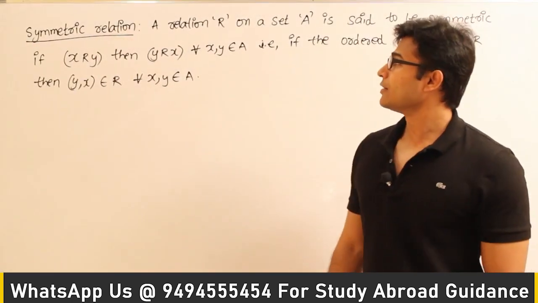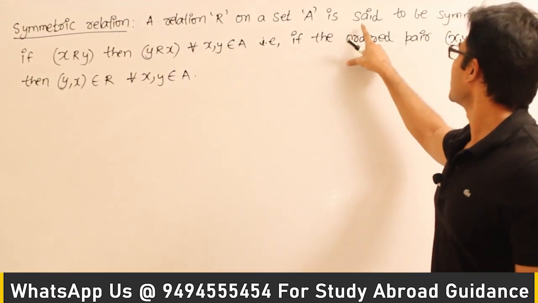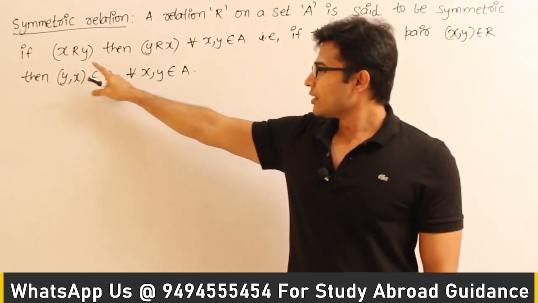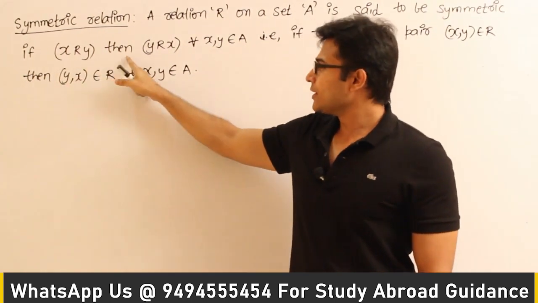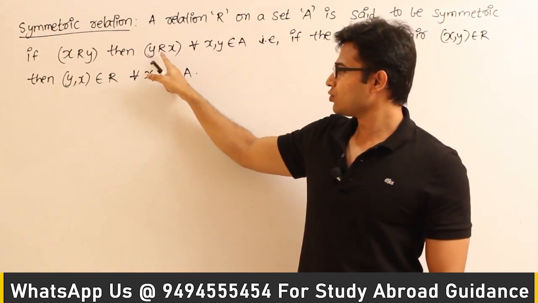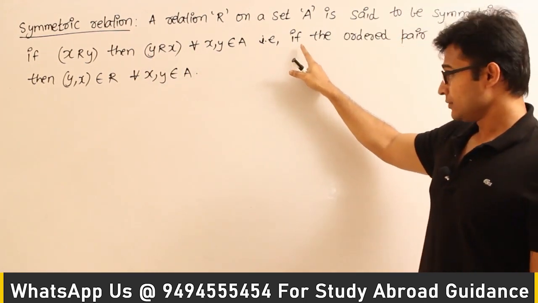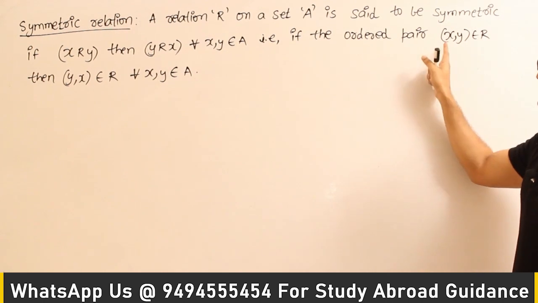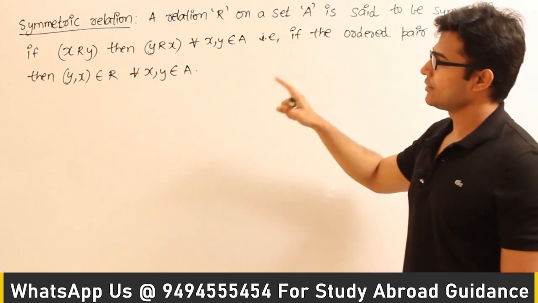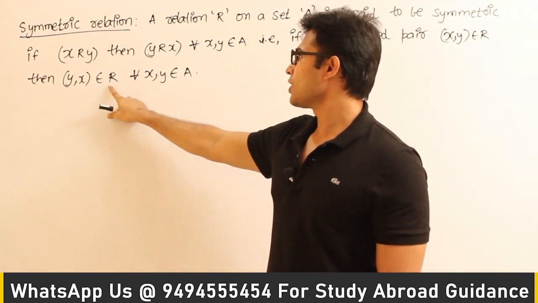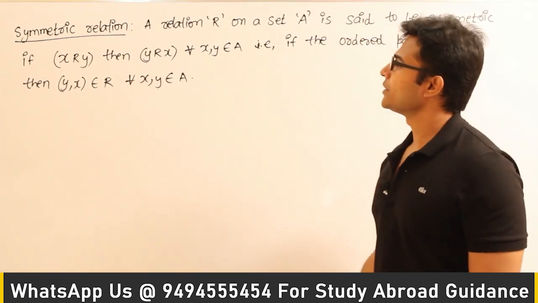See this, a relation is said to be symmetric if x is related to y, then y is related to x through R for all x comma y belongs to A. That is, if the ordered pair x comma y belongs to R, then y comma x belongs to R for all x comma y belongs to A.